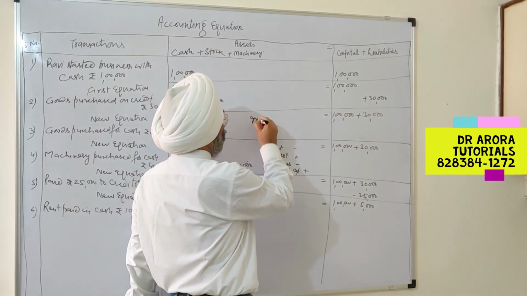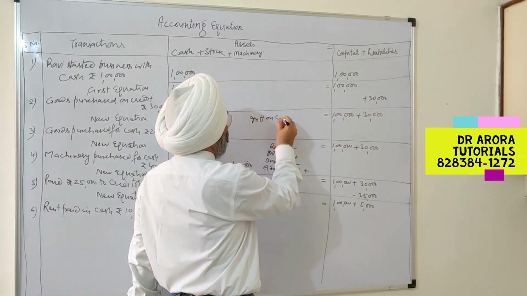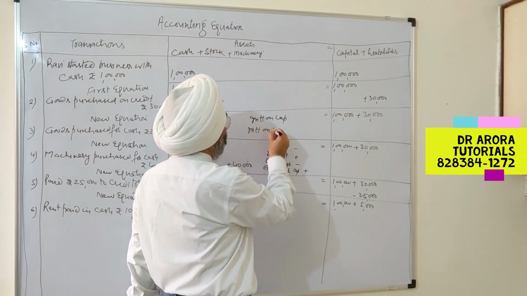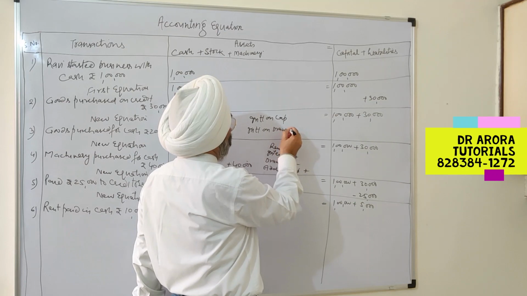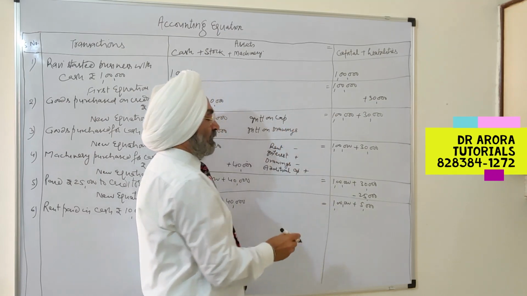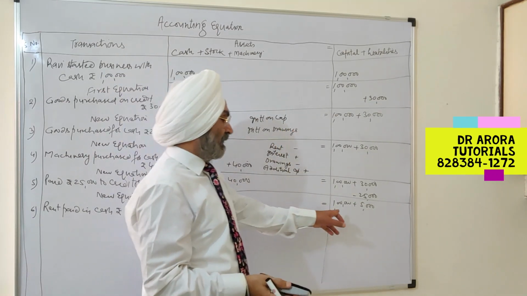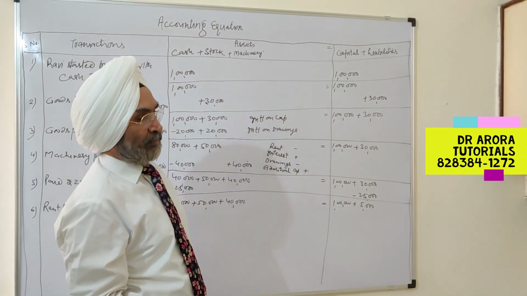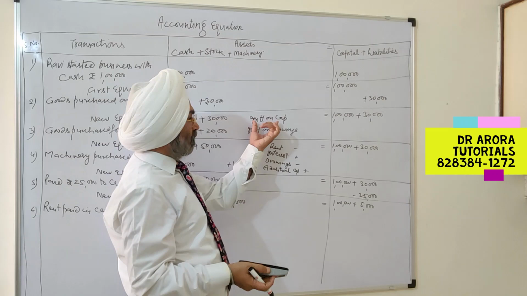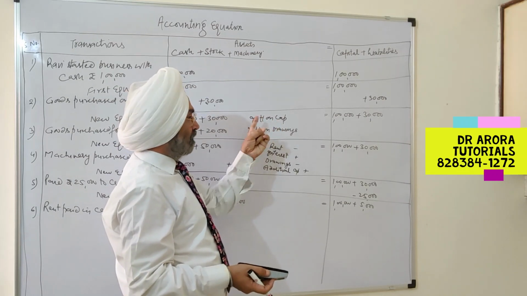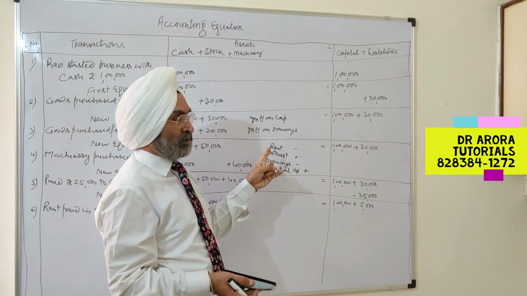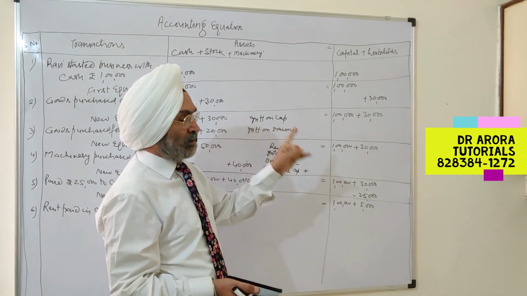Interest on capital and interest on drawings. With these two expenses, neither will the capital increase nor will the capital decrease. What is interest on capital? This is interest to be given by the business to the proprietor on his capital.